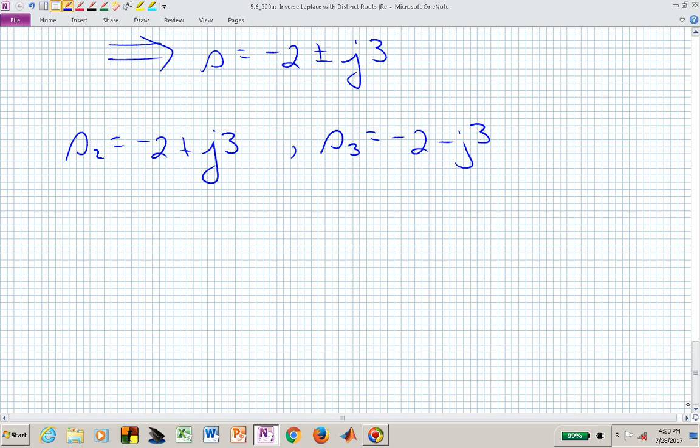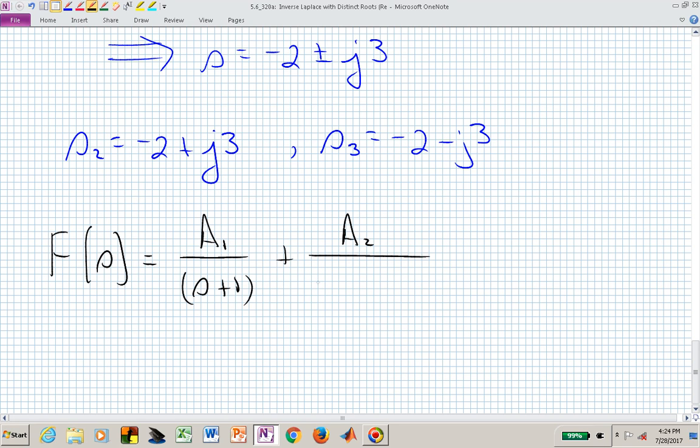We now have 3 poles. We can use those to write F of s in partial fraction form: A sub 1 over the first factor, s plus 1, A sub 2 over the second factor, which is now s minus s sub 2, which if we subtract s sub 2 from s, we have s plus 2 minus j3, plus A sub 3 over s minus s sub 3, which is s plus 2 plus j3.